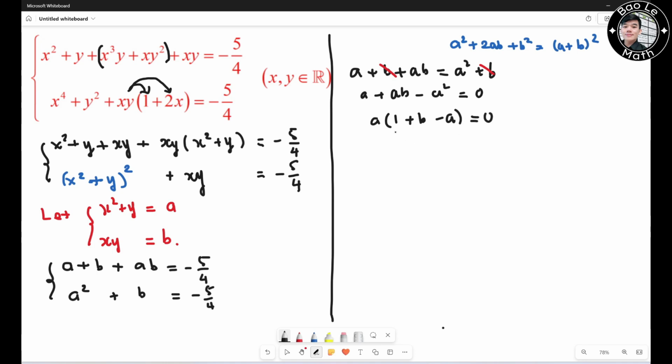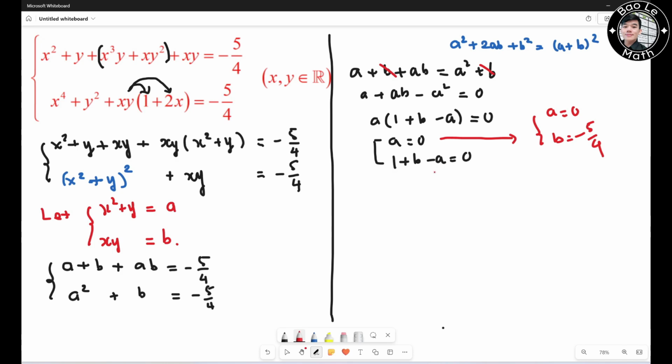So this is a zero product. We let each of these equal 0. So either a equals 0 or this guy equals 0. So it turns out to be 1 plus b minus a equals 0. Now a equals 0, we substitute into this equation right here. So we have a equals 0 and b equals negative 5 over 4.